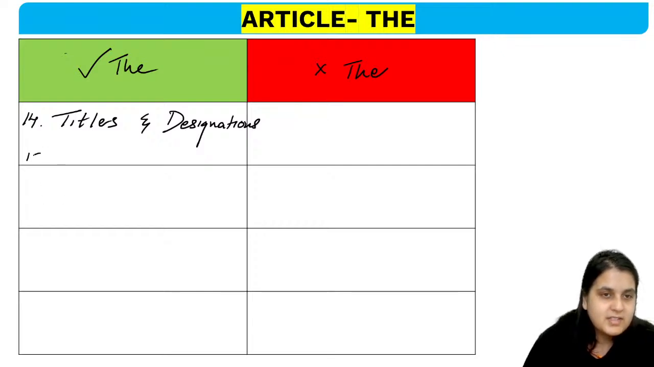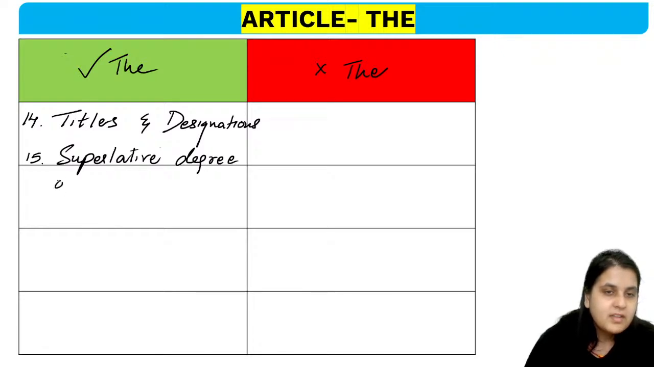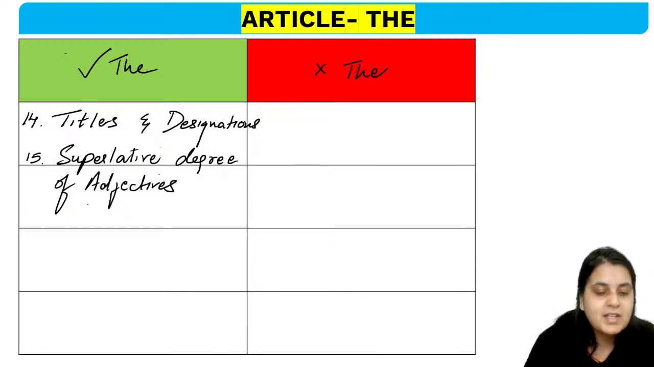Okay, then, next one, superlative degree of adjectives. So when I say superlative degree of adjectives, what does that mean? For example, the best. This is the best book I have ever read in my life. This is the most beautiful painting I have ever seen. So when we use superlative degree of adjectives, again we use the.